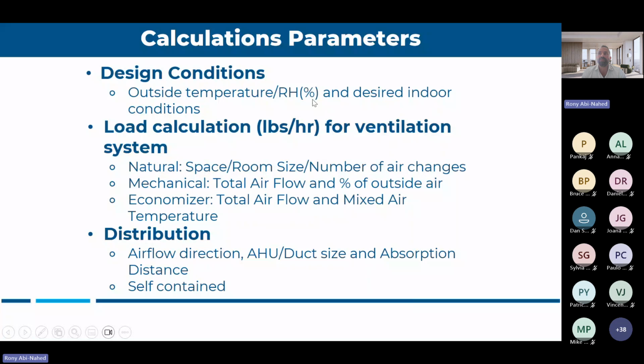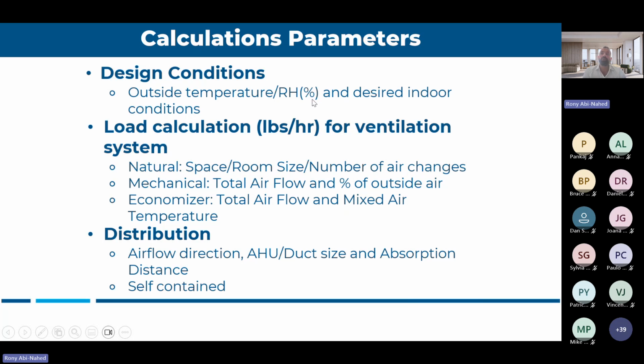You need to know, are we dealing with natural ventilation? Mostly I still see that in churches and stuff, there's no office building with natural ventilation, but some churches still have it. So we need to know that. If it's mechanical, do we know how much CFM are we getting from the outside? What's the total CFM? And if we have an economizer mode, that also can change a lot. So we need to know all this information.